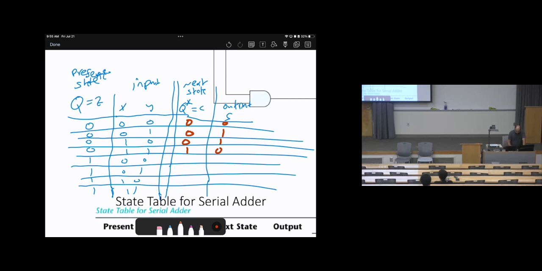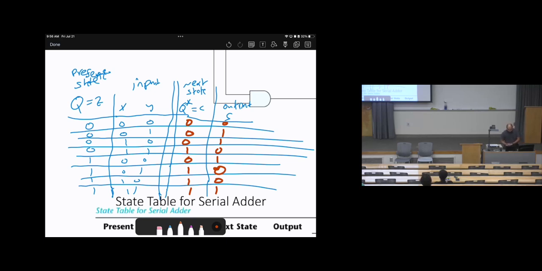1 plus 0 plus 0, which is going to be 1. So carry is 0, sum is 1. 1 plus 0 plus 1, 10. So carry is 1, sum is 0. 1 plus 1 plus 0, 10, which is carry is 1, sum is 0. 1 plus 1 is 10, then plus 1, 11. So carry is 1, sum is 1. Then that's it. Okay?